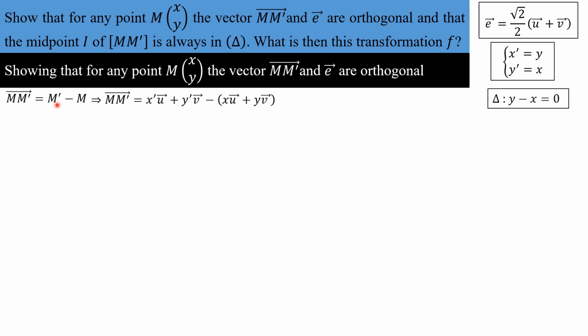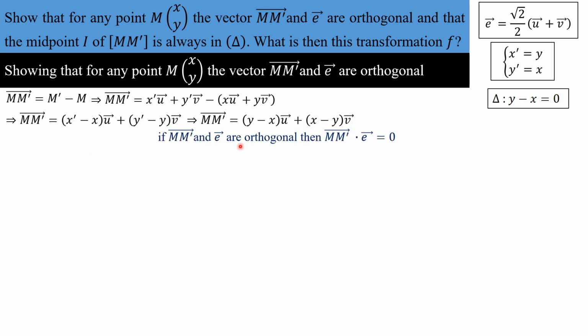That gives us M prime minus M, because M prime has coordinates x prime, y prime, and M has coordinates x, y. So we have minus (x u plus y v). Now we group the u's and the v's together, we get (x prime minus x) times u plus (y prime minus y) times v. But what do we know? We know that our x prime is equal to y and our y prime is equal to x. So with that, because M was being transformed to the point M prime under the transformation F, we get our vector MM prime to be (y minus x) times u plus (x minus y) times v.